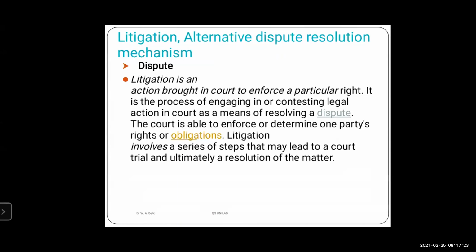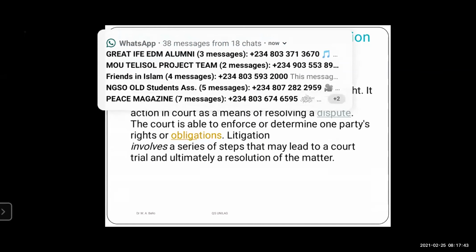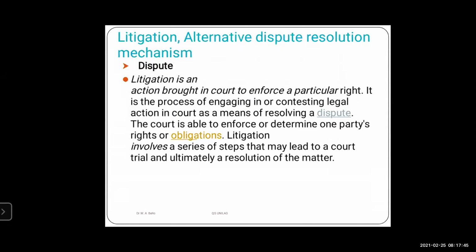So it involves a series of steps, which will lead to a court trial, and ultimately, resolution of the matter in the court of law. So that once the judge makes his pronouncement, the decision of the court will become binding on the parties to the contract.